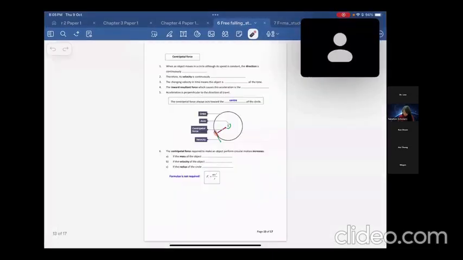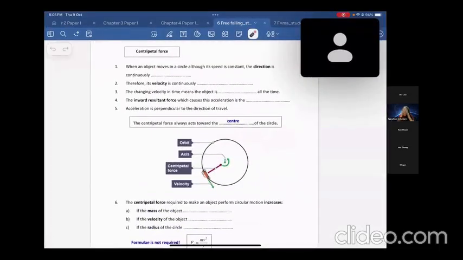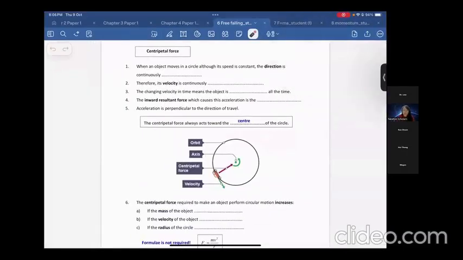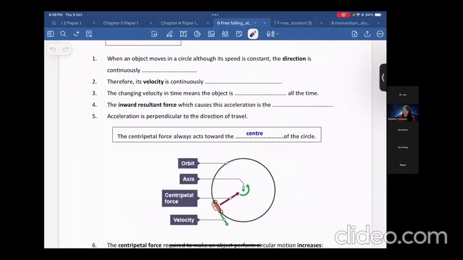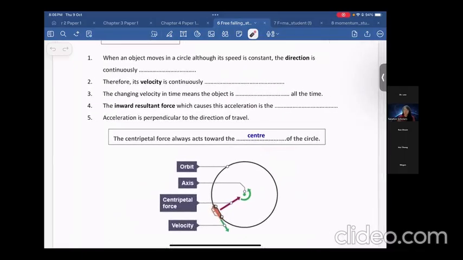Today we are going to study centripetal force. Centripetal force is a force that causes an object to move in circular motion. So once you see a question talking about a circle, or a rope bending at a corner, it is related to today's topic.